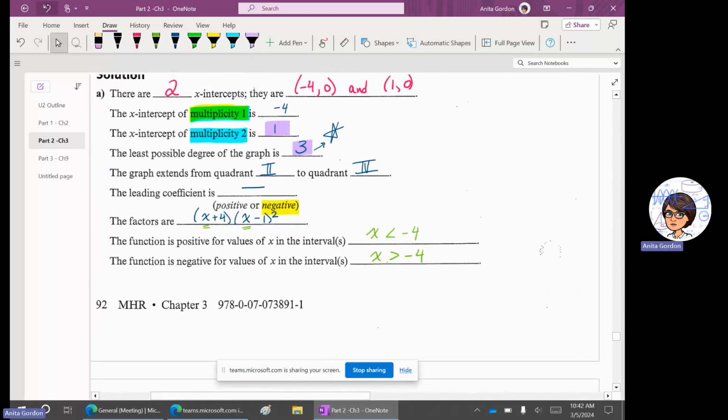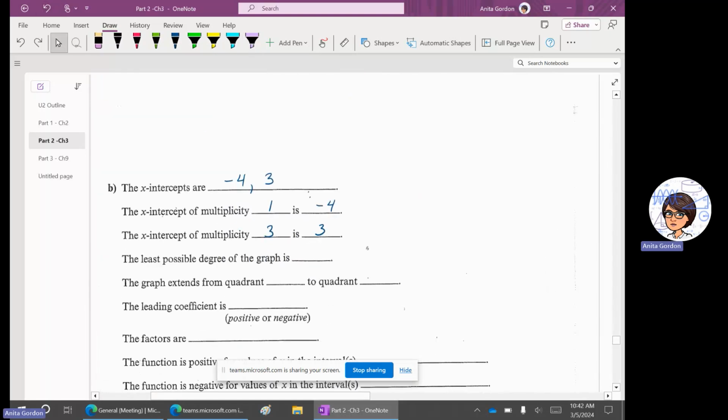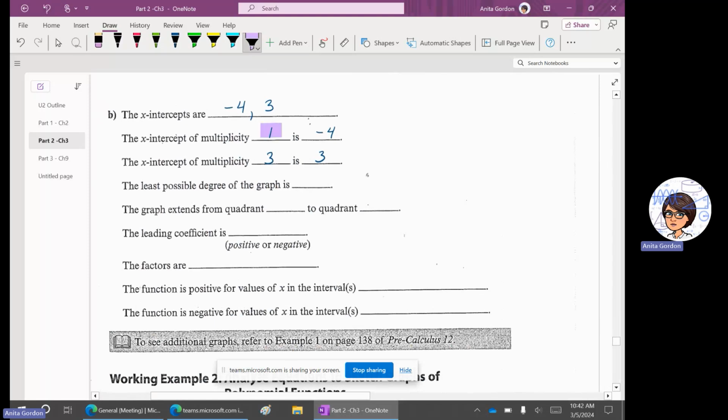Oops, I highlighted the wrong number here. I've got to go down to B here. Multiplicity of 1 and multiplicity of 3. So this gives me where the graph cuts across, and this gives me where the graph does a little squiggle. The least possible degree must be a 4.